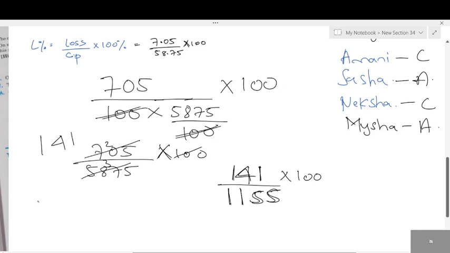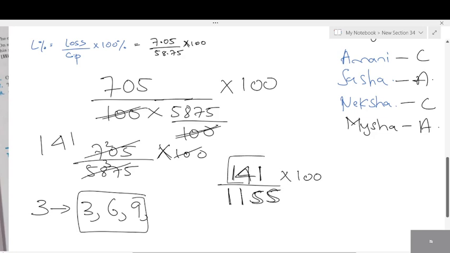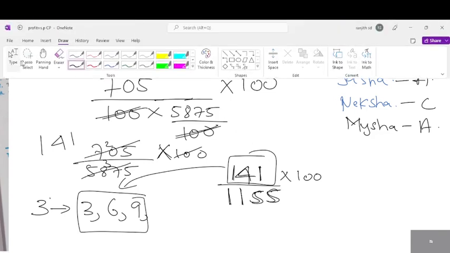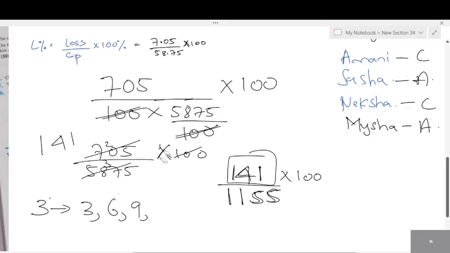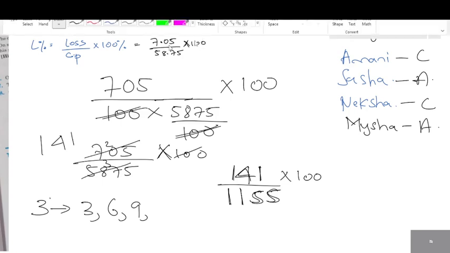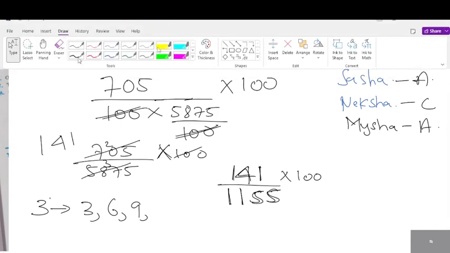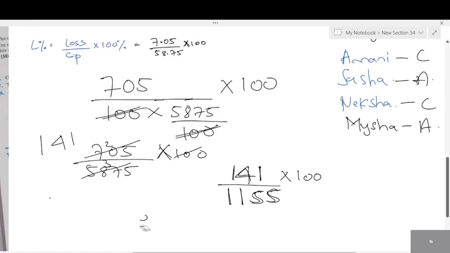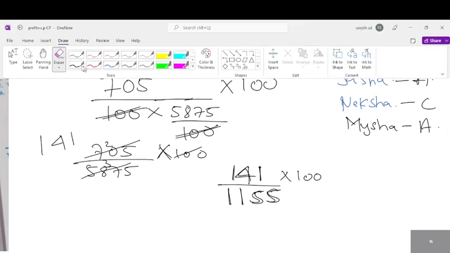See, I'll tell you, students. What's the table for 3? Can you tell me the 3 times table? 3 ones are 3, 3 twos are 6, 3 threes are 9. So remember 3, 6, 9. If the sum of the digits gives 3, 6, or 9, then the number will be divisible by 3. That's the trick you'll have to remember. Just add the digits of 141. What do you get? 6, which means it is divisible by 3, right? It should be divisible by 3, yes.